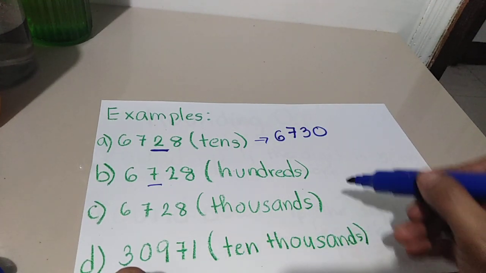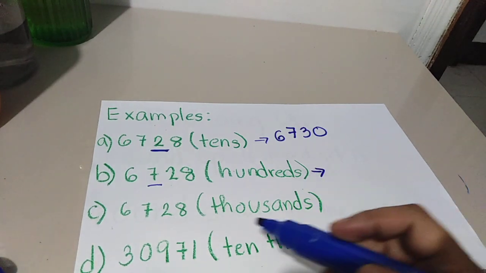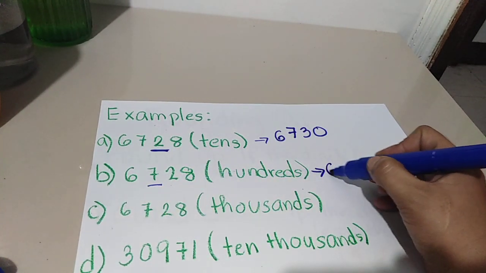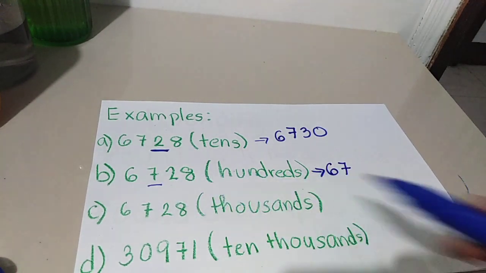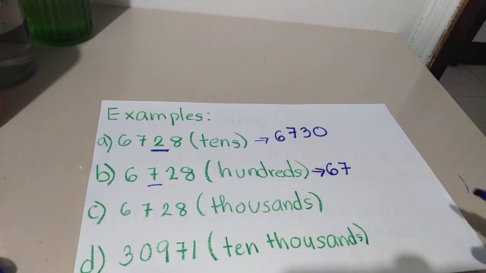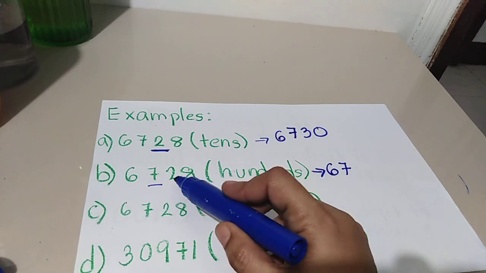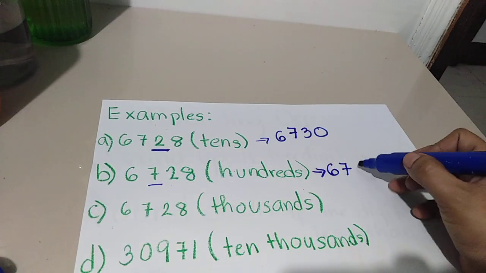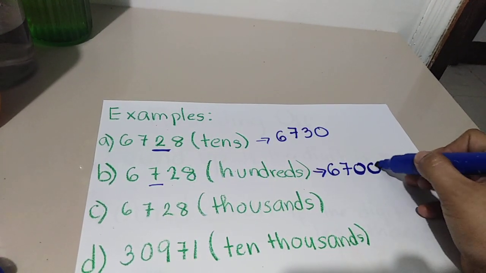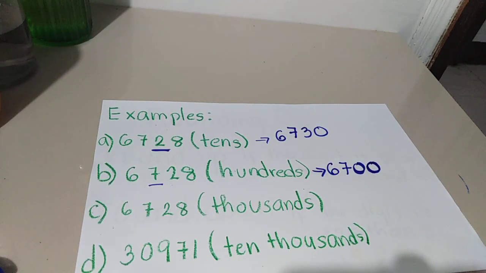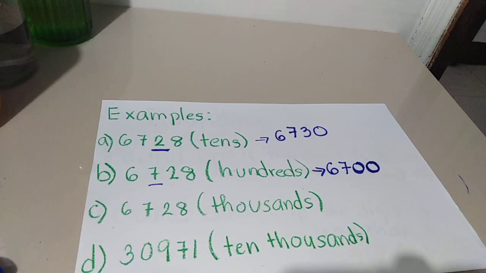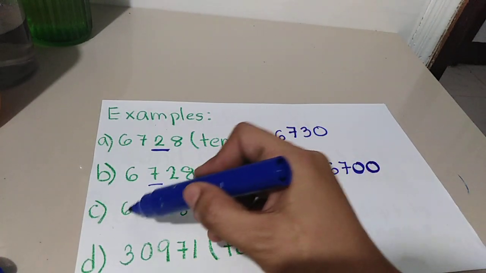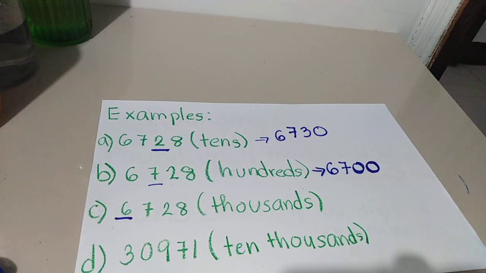Okay, so if we're going to round this off, we just need to copy the 6 here, 6, and then 7. And then the rest of the number to the right of 7 will become 0. So since dalawa yung number dito, dalawa rin yung magiging zeros dyan. Okay? Another one. This one, we're going to round it off to the nearest thousand. So the thousands place value is the 6.